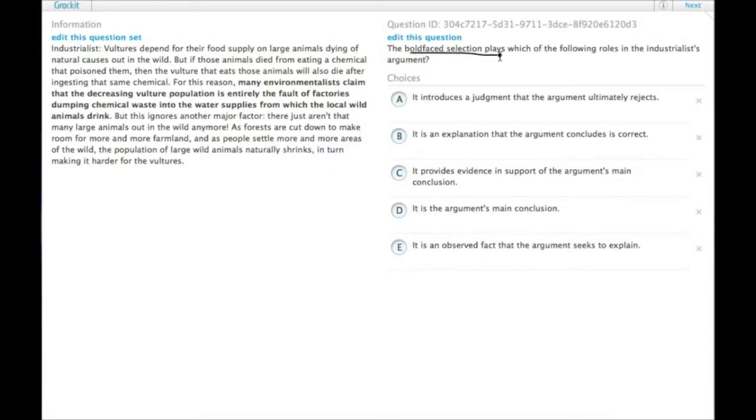So the boldface selection plays which of the following roles in the industrialist's argument? And the whole thing is the industrialist's argument, so we need to paraphrase what the whole thing is to figure out what the boldfaced part's role is.